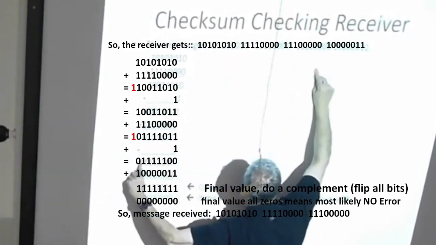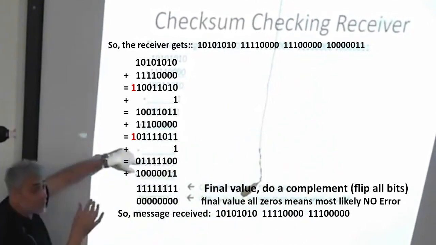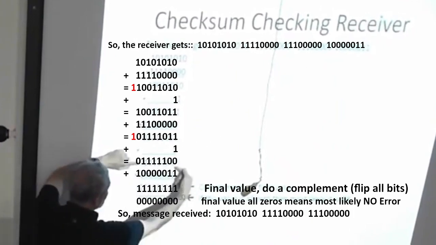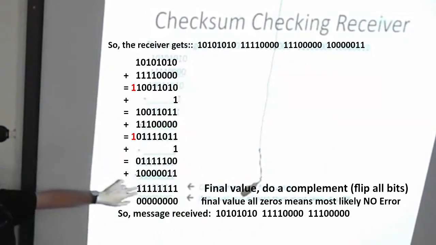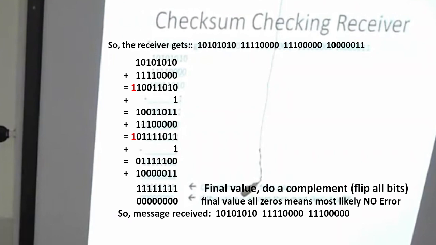We're going to add that result to this last byte. That last byte is not data, so you need to know that it's not data. Now we take that and we add it to the last byte. So if you add them all, they're all 1s. We do the last step, flip everything, and they're all flipped, and that's all 0s. And if they're all 0s, that means most likely there's no error.